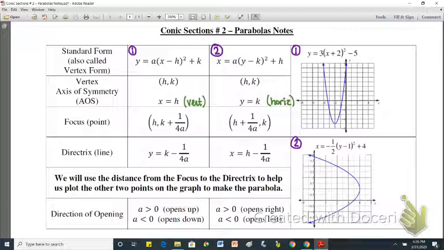Now, if you notice both the focus and the directrix, these are two things that are going to help us plot points on our parabola. But I notice both of them have a 1 over 4a. So to make my calculations easier, I'm going to represent this 1 over 4a with p. So p is going to equal 1 over 4a. That way I only have to do that calculation once, and then I can use it in both of these equations.